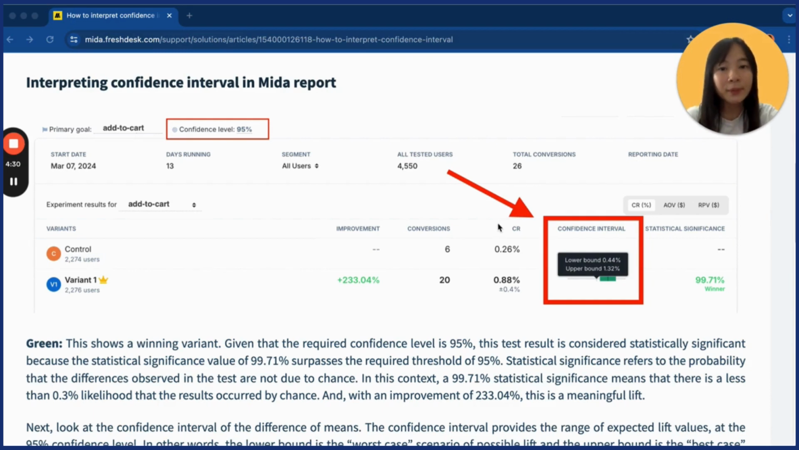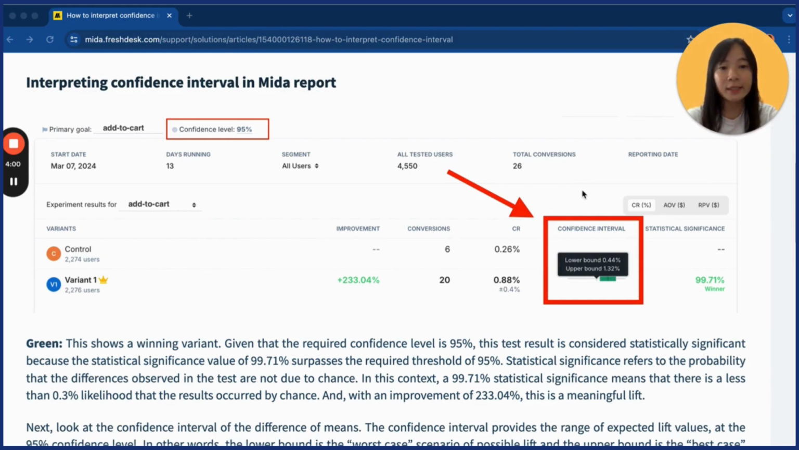For example, when you look at the variant 1 conversion rate, you can see that variant 1 has a conversion rate of 0.88% right now. So this doesn't mean that when you deploy variant 1's design, you will for sure get 0.88%. This is not exactly the case because this data comes from a sample size of around 2,000 users, right?